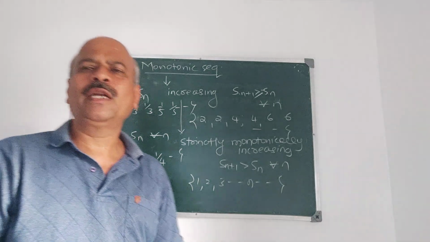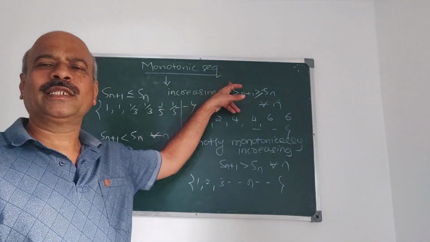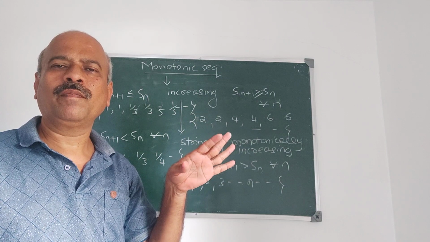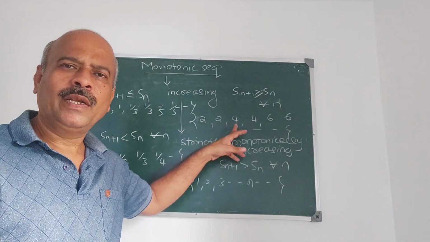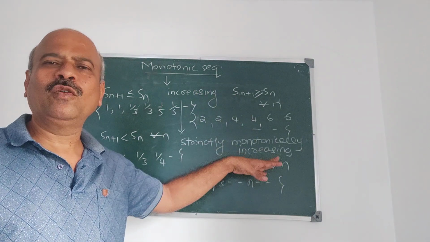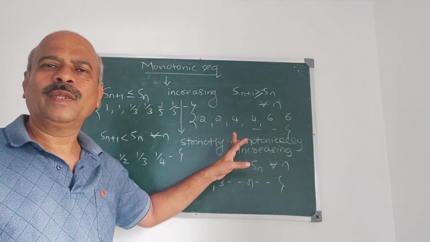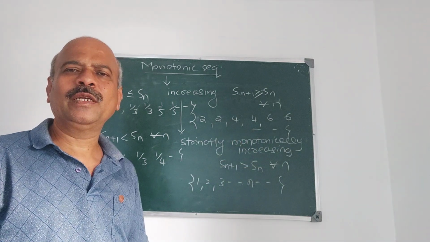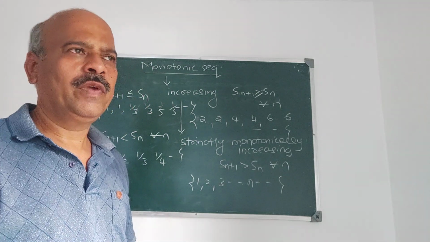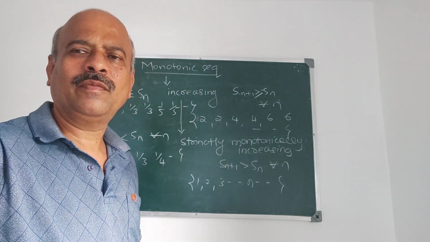Now we have two important results on monotonic sequences. First, a monotonically increasing sequence which is bounded above converges to its least upper bound. A monotonically decreasing sequence, if it is bounded below, then only it converges to its greatest lower bound. Let me take that in the next period. First you go through this and try to understand the concept very clearly. I continue these two theorems in the next period. Okay.